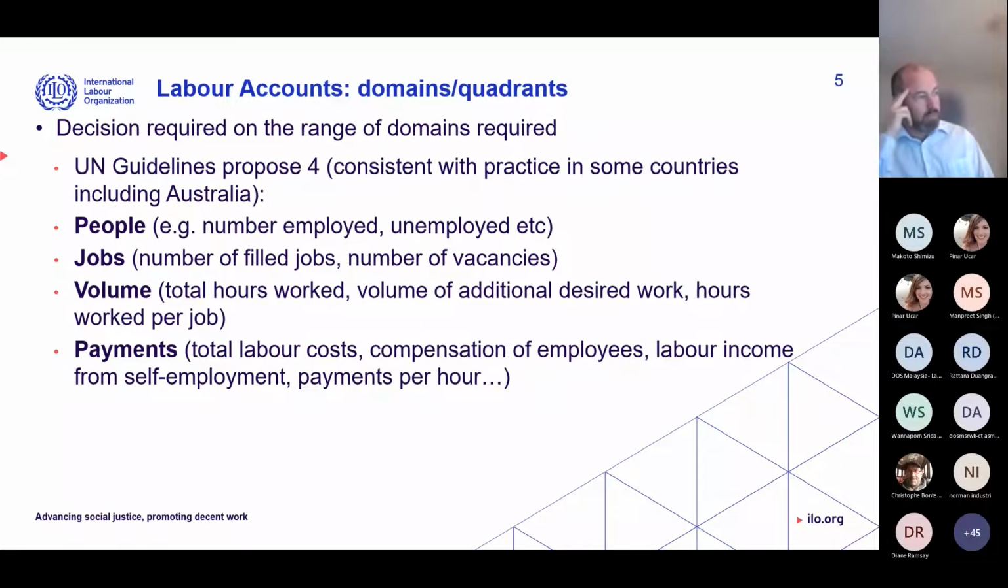So people, we'd be talking about things like the number of employed people, the number of unemployed people. In the case of jobs, we'd be talking about the number of filled jobs, the number of vacancies. Volume of work is hours worked, volume of additional desired work, hours worked per job. So these would be statistics like that. And when it comes to payments, we're talking about total labour costs, compensation of employees, labour income from self-employment, payments per hour, these types of indicators. So that's the general idea of the coverage of a labour account.